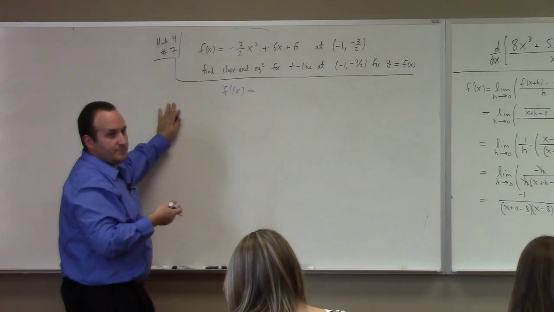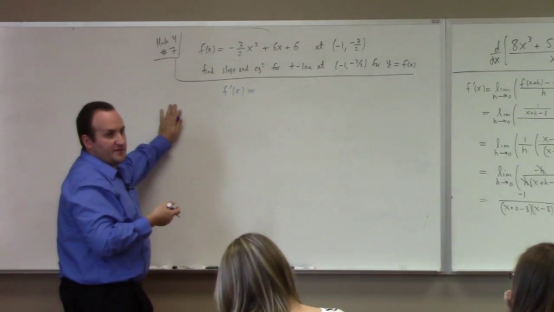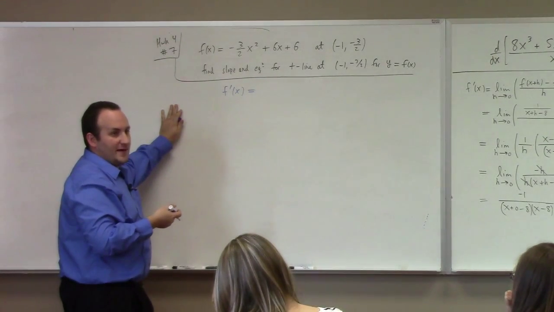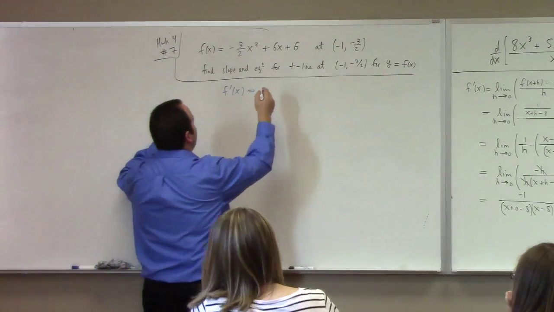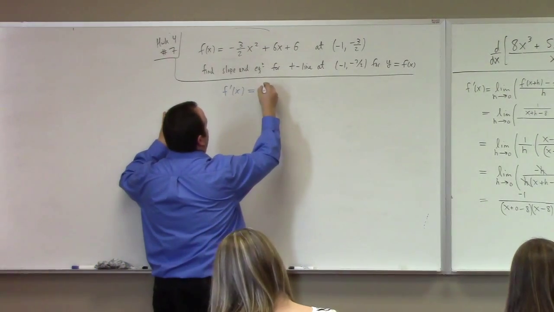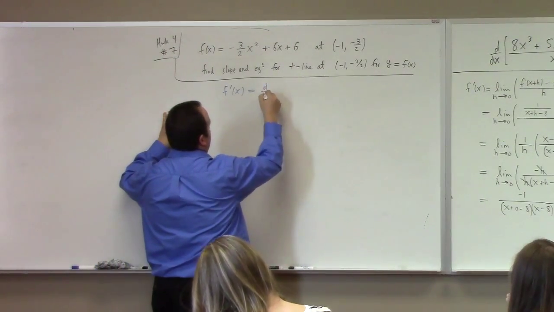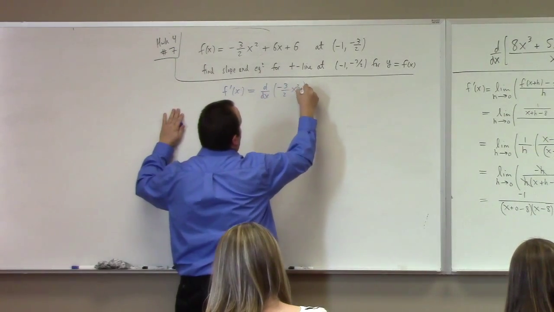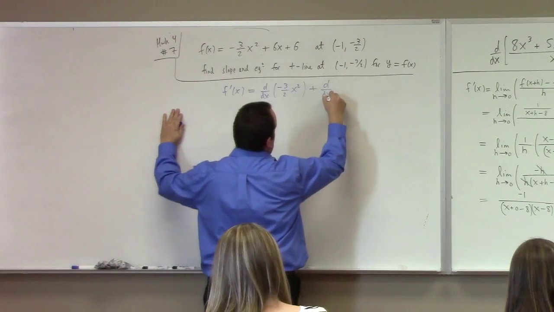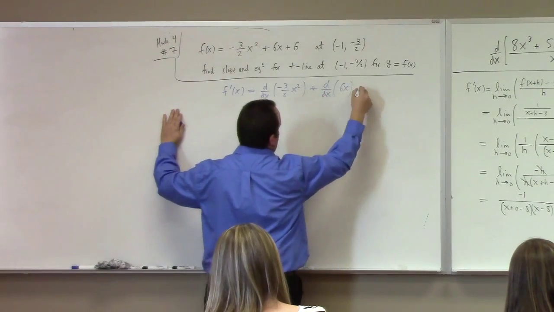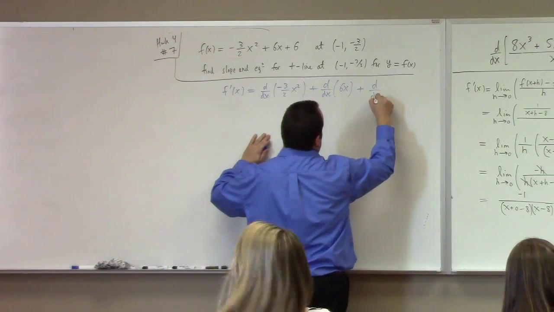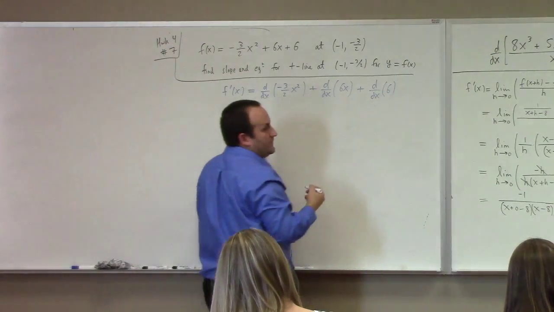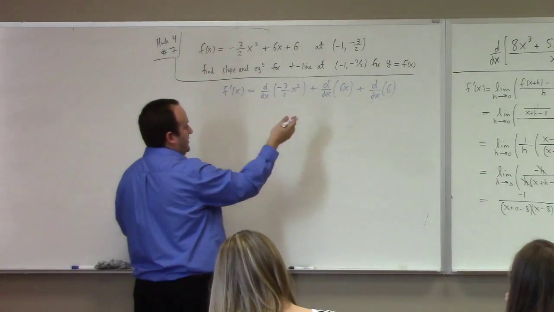What should we use here? Definition? Not unless someone makes us, right? So power rule. So we got minus 3 d dx of minus 3 halves x squared plus d dx of 6x plus d dx of 6. There, I'm just writing out the thinking for you. You don't have to write this, right?